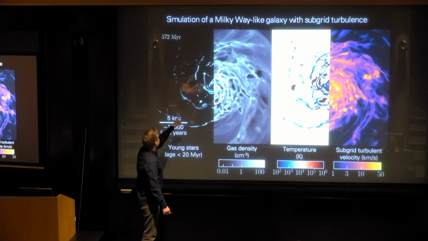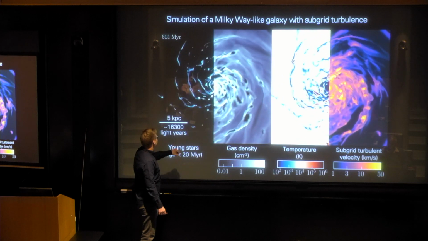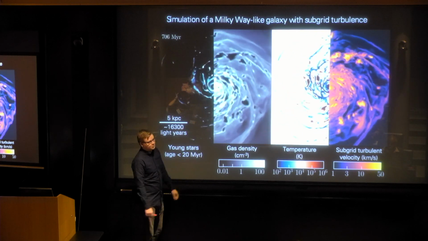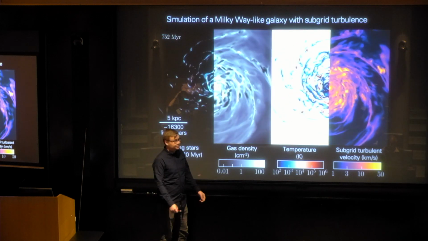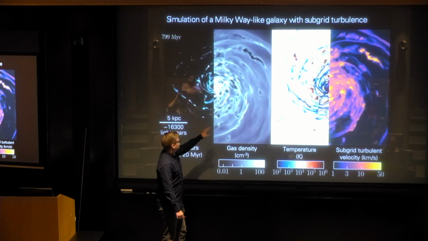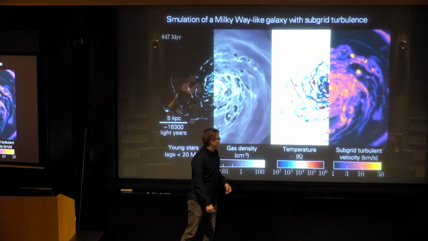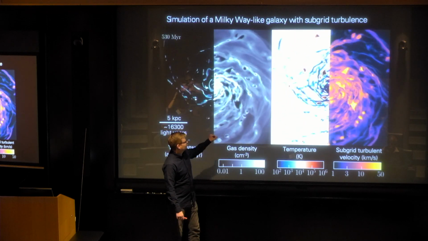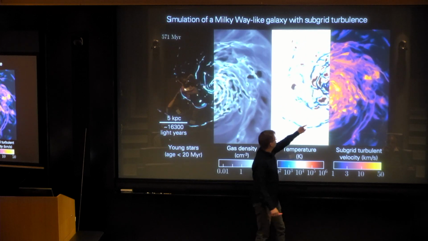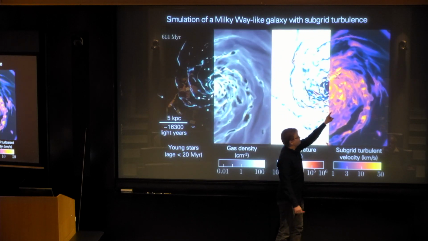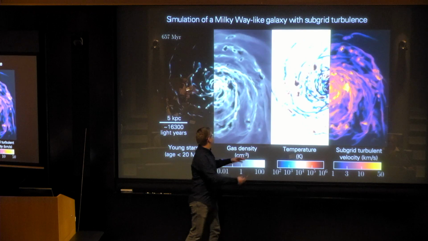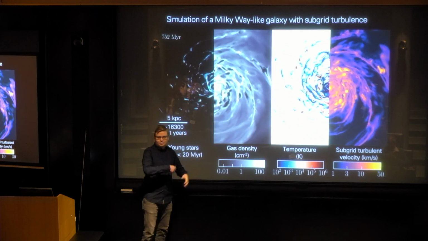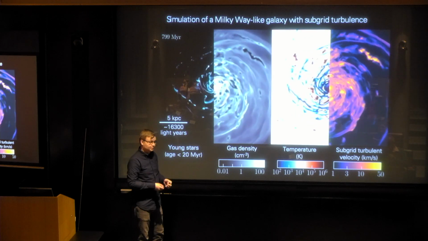So this panel shows where the young stars are, and we can see that stars are forming along these dense spiral arms. And we can also see the effects of feedback on the overall structure of the interstellar medium. You can see that young stars explode as supernovae, they create these bubbles of very hot and also turbulent gas, and they destroy some of this dense gas and create this overall flocculent structure with turbulence on large scales. Sorry?